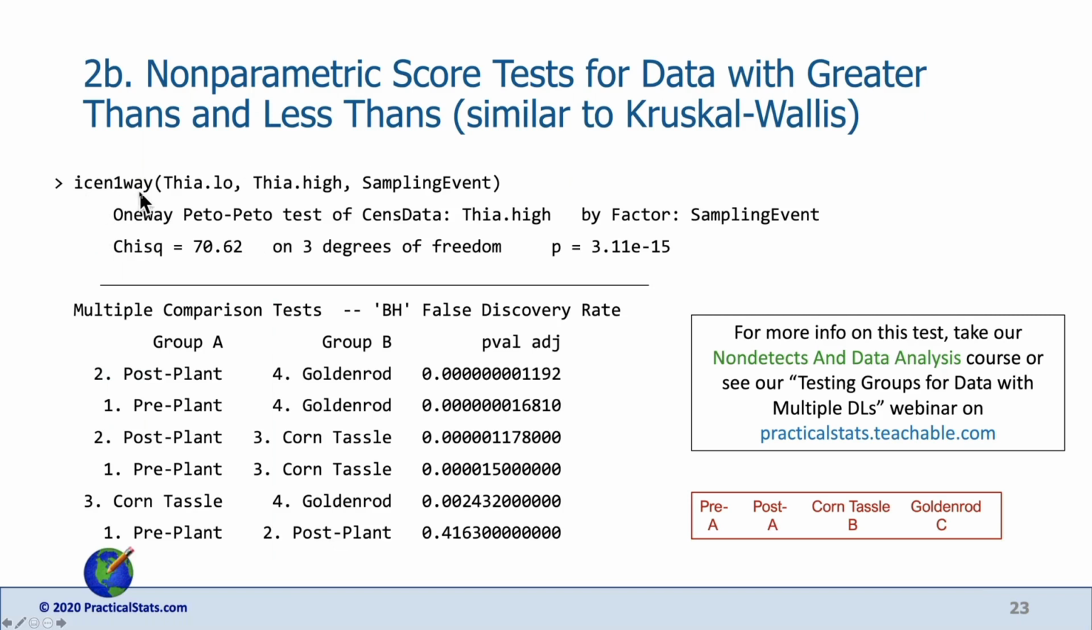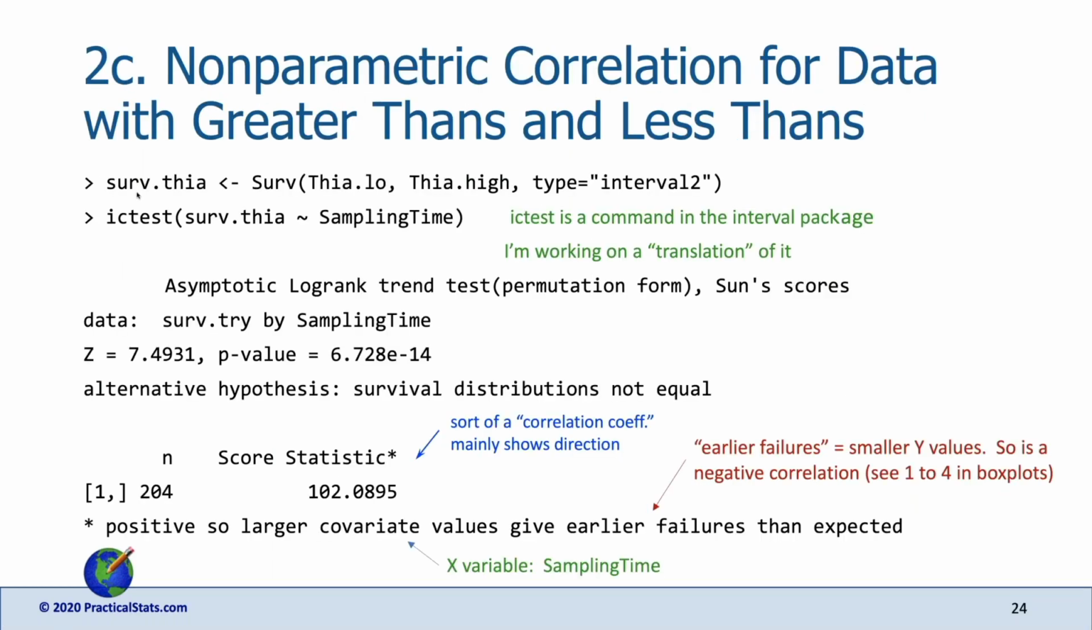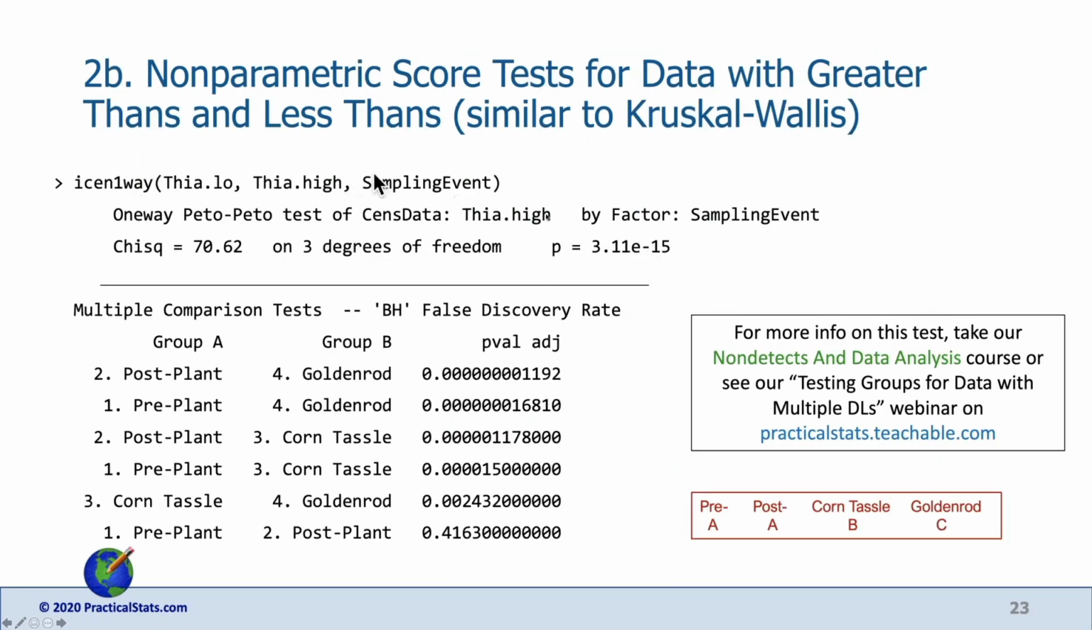This is underneath, using commands in the interval package. But what I've done is made the output more easy to understand, and I've added in a sequence of multiple comparison tests. If you don't know what multiple comparison tests are, a previous webinar talked about those, and it's up on the training page, and you can go for free and take a look at how multiple comparison tests work.